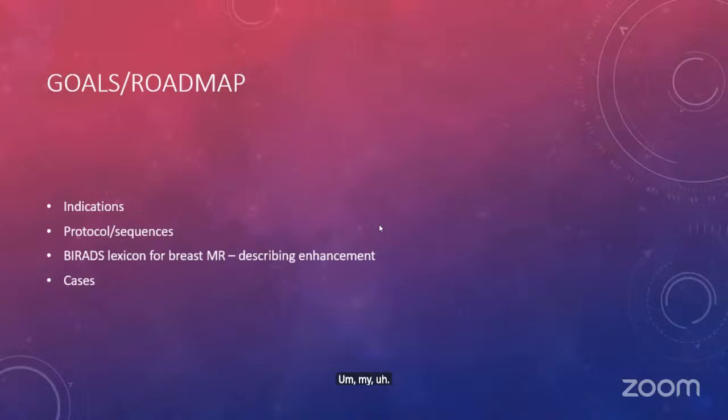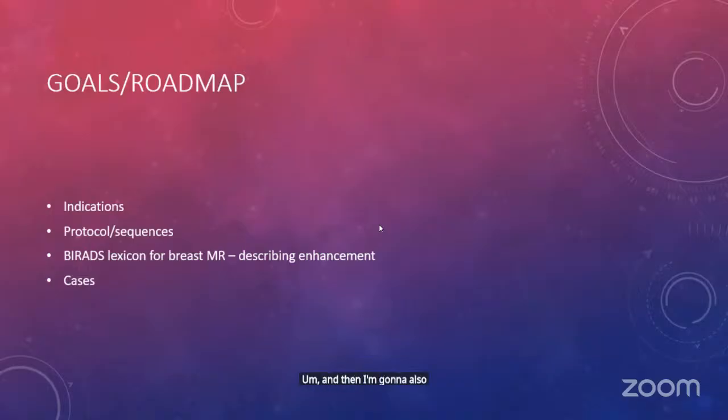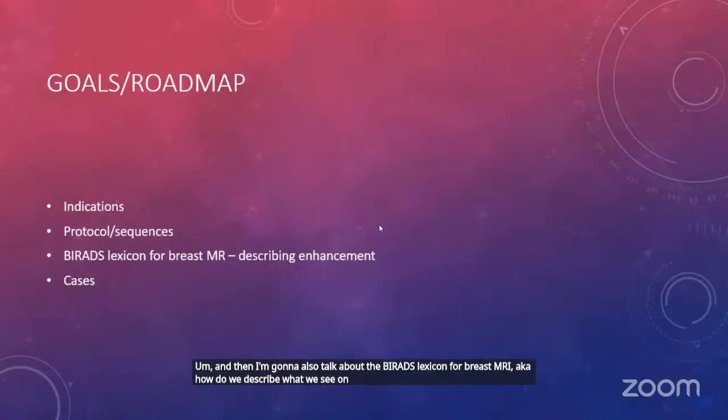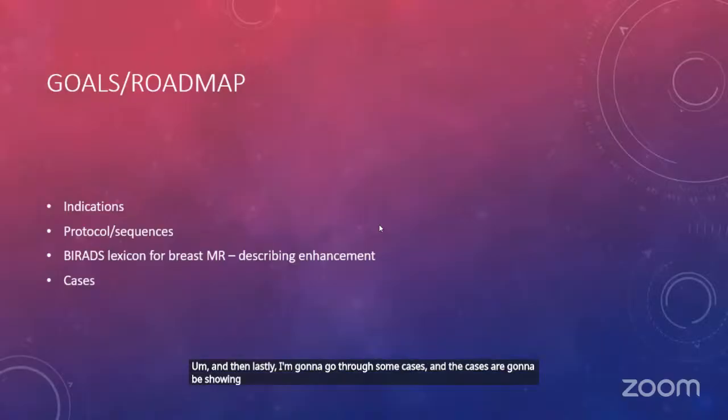The four sections I've planned for today: first, I'm going to talk about the indications for breast MRI. Then I'm going to go through the protocols and sequences for our studies. I'm also going to talk about the BI-RADS lexicon for breast MRI, aka how we describe what we see on it. And lastly, I'm going to go through some cases showing common pathologies we see on breast MRI, what they look like, and some cases where breast MRI really added a lot of value to patient care.